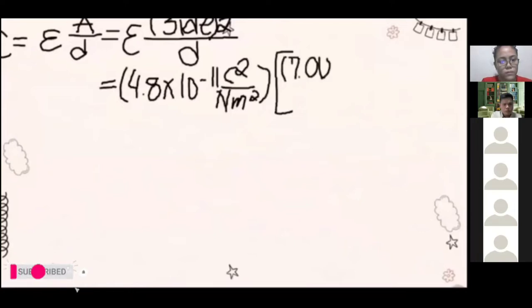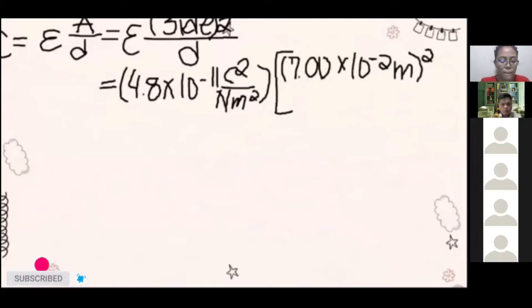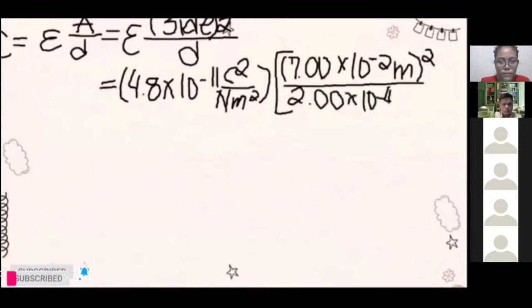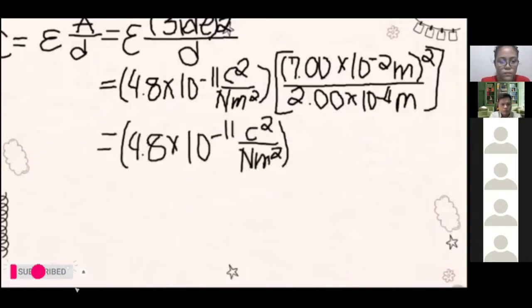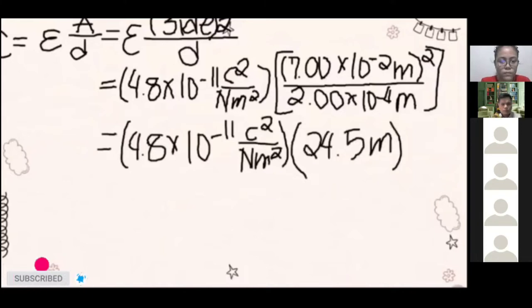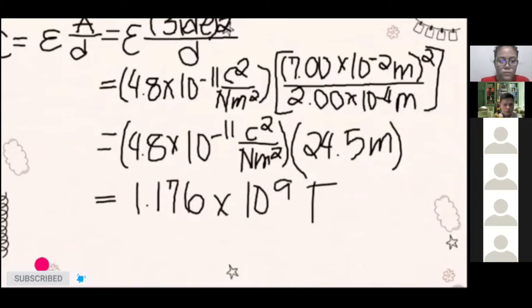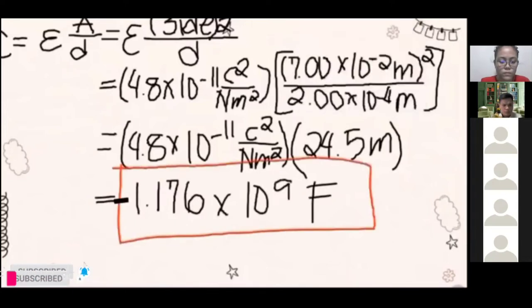4.8 times 10 to the power of negative 11 C squared over Nm squared multiplied by 7 times 10 to the power of negative 2 meter squared over 2 times 10 to the negative 4 meter. So 7 times 10 to the negative 2 meter squared is equal to 4.9 times 10 to the negative 3 meter squared, divided by 2 times 10 to the power of negative 4 meter. The answer is 24.5 meter. Then we are going to multiply it by 4.8 times 10 to the power of negative 11 C squared over Nm squared. And the final answer that we get is 1.176 times 10 to the power of negative 9 farad. So, farad is the SI unit of capacitance, so that will be the SI unit of our answer.